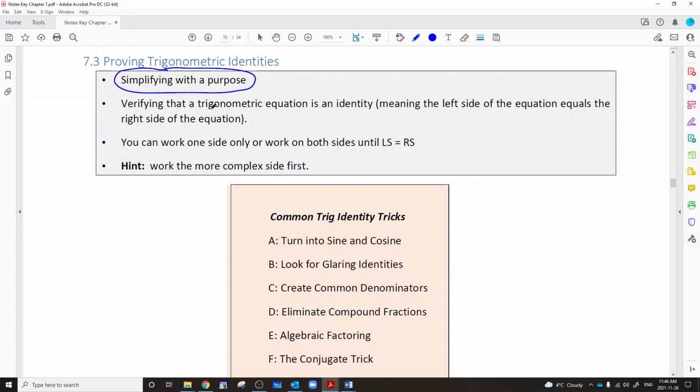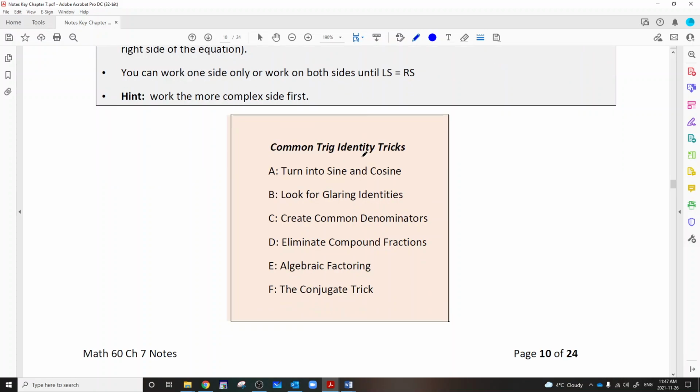So what we're going to be doing is verifying that a trigonometric equation is an identity, meaning that the left side is equivalent to the right side. When you're doing this, you can work with one side only, you can work on both sides, but you're never going to cross the equal sign. You're going to try to turn the left side and the right side into the same thing. The hint is you're going to start with the more complex side first. Sometimes one side is so simple that you can't even touch it.